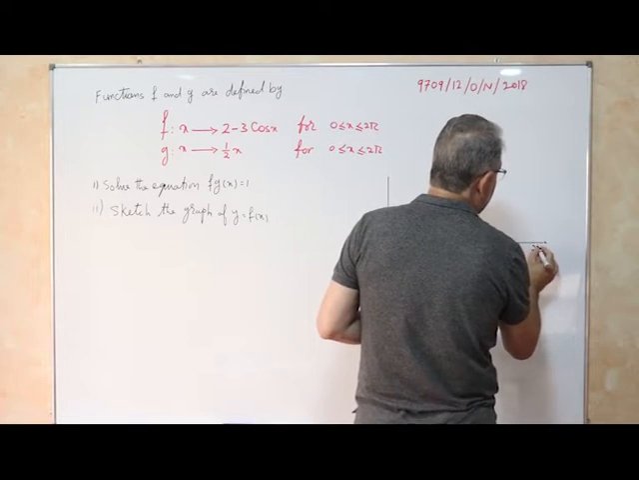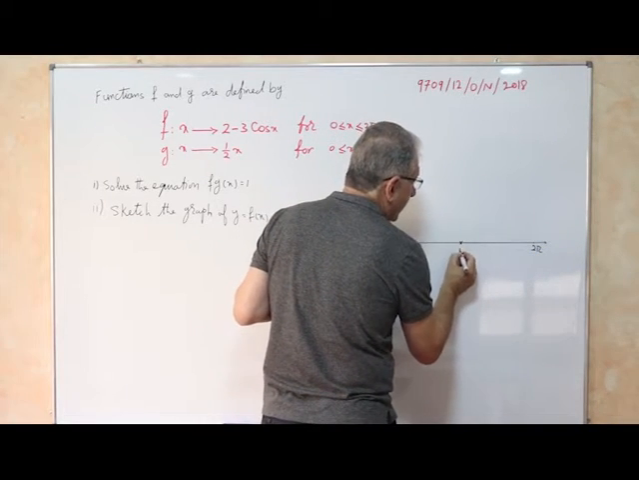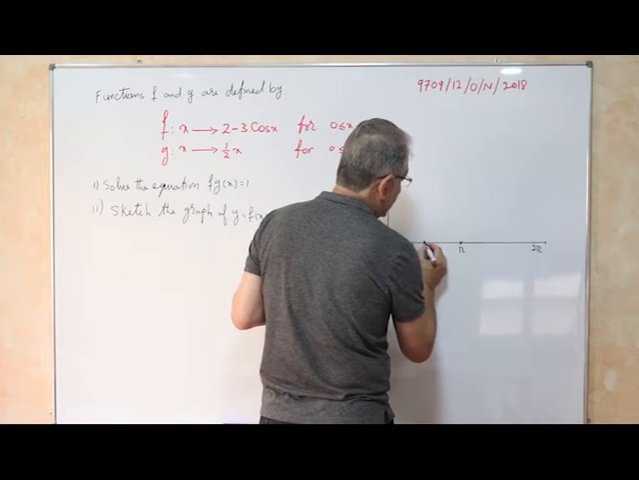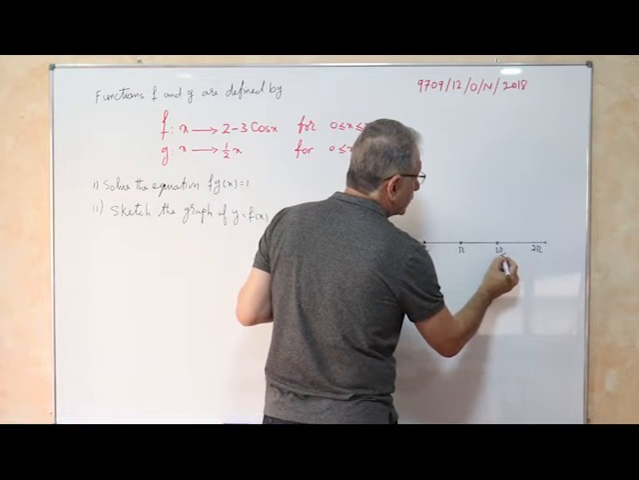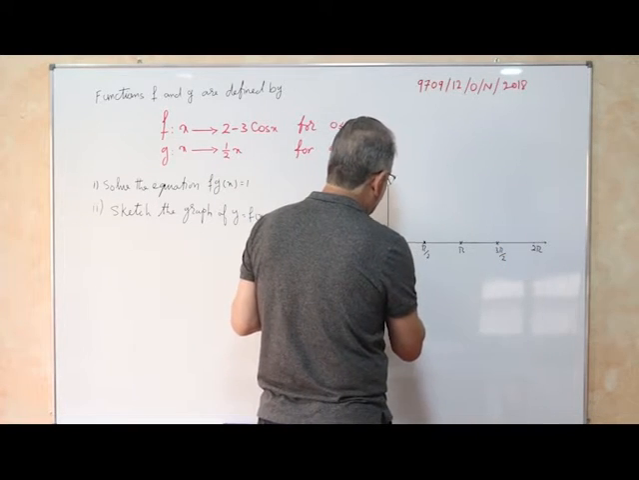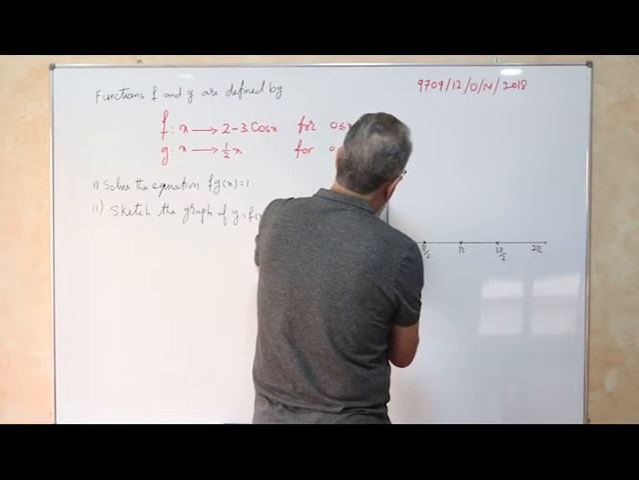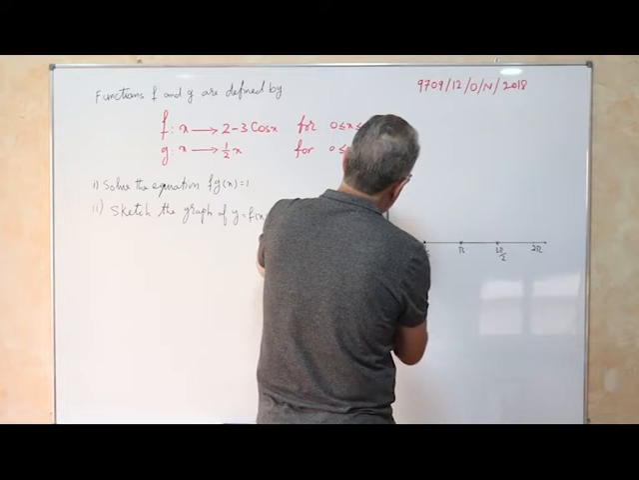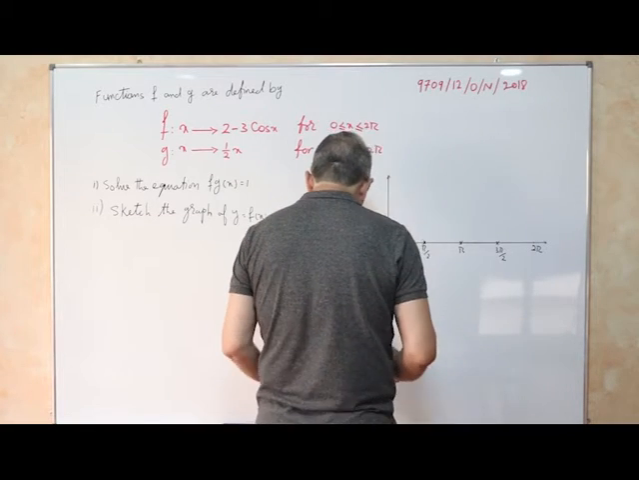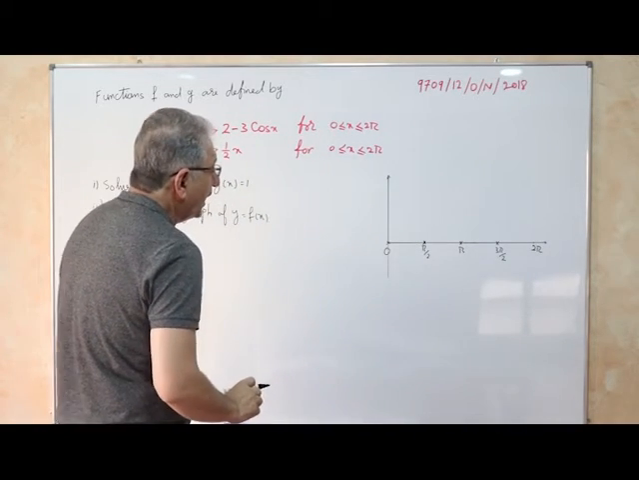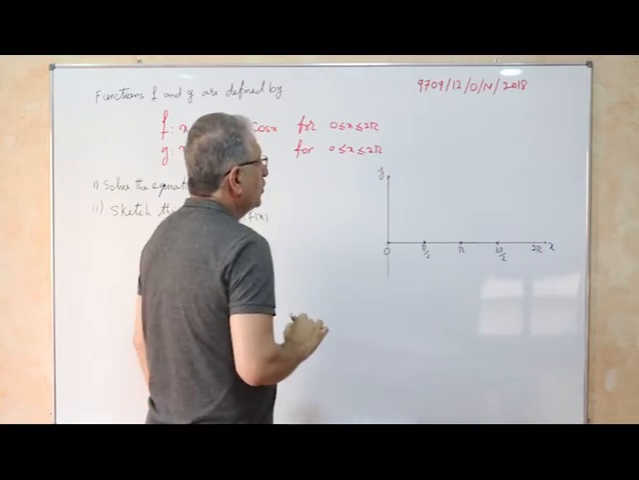If this is 2 pi, because x should be between 0 and 2 pi, then this will be pi, this will be pi over 2, this will be 3 pi over 2, and this will be 0. Now we need to calculate y for each of these values of x. These are the main points on this graph. I like to have a table of x and y so I can sketch the graph easily.